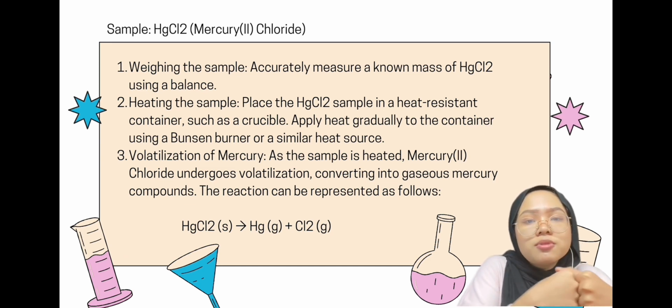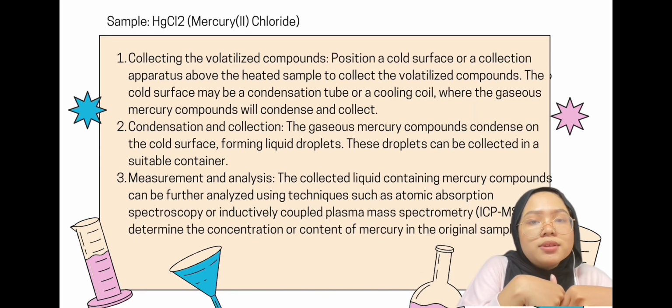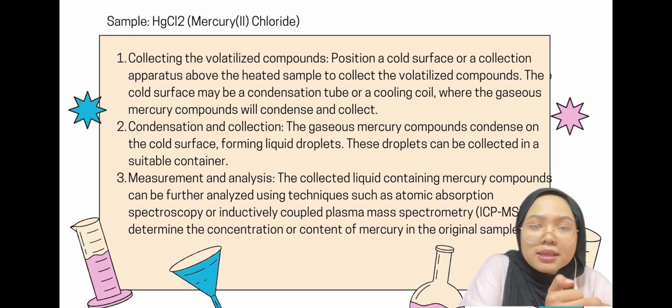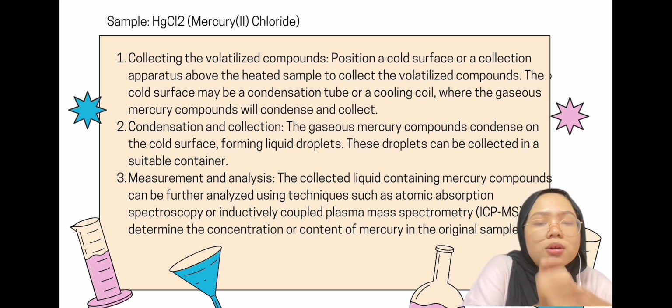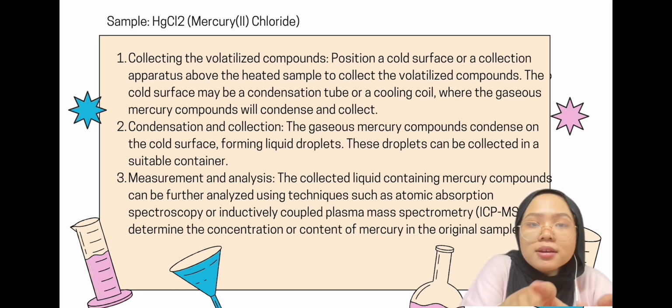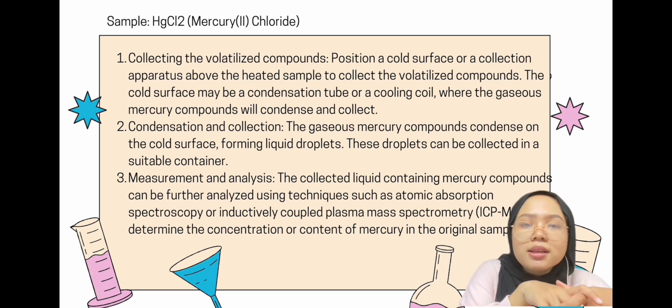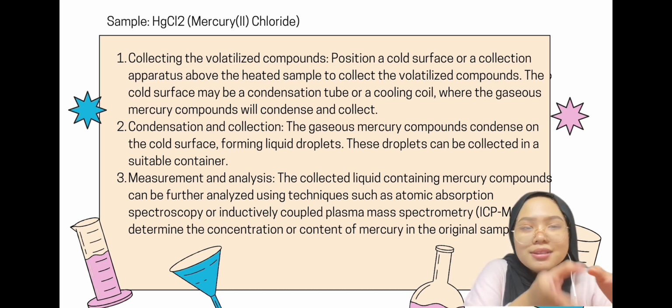The chemical equation representing the reaction is shown. To collect the volatilized compounds, a cold surface or a collection apparatus is positioned above the heated sample. The surface can be a condensation tube or a cooling coil where the gaseous mercury compounds and chlorine gas will condense and collect. However, in the case of HgCl2, the focus is on collecting the gaseous mercury compounds. The condensation process leads to the formation of liquid droplets containing the condensed gaseous mercury compounds. These droplets are collected in a suitable container, ensuring that the volatile mercury species are captured effectively.